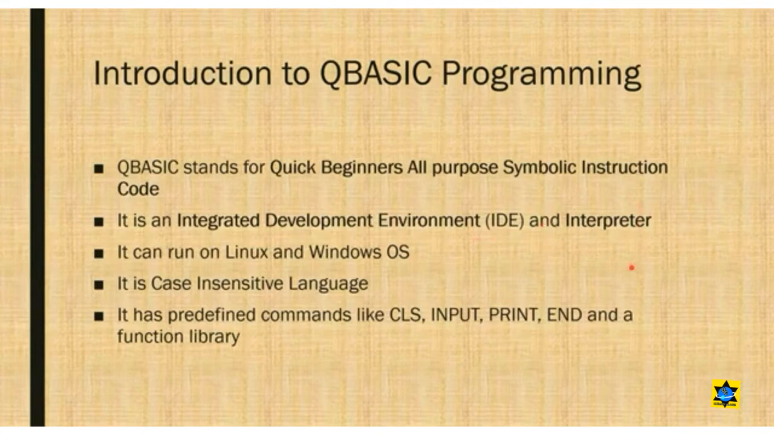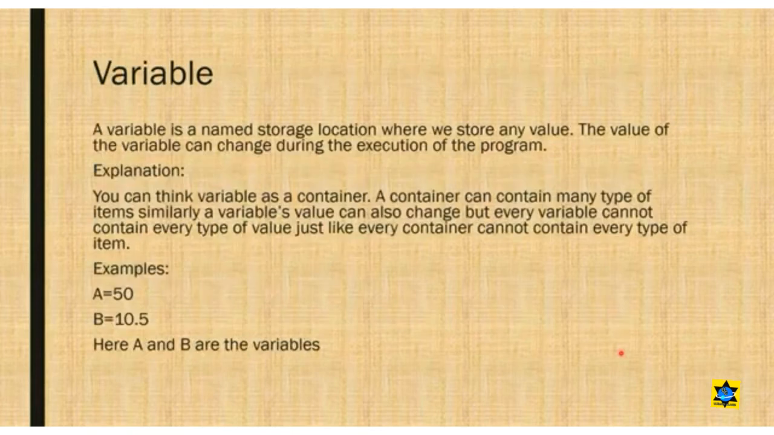An interpreter is a language translator which translates any program from our language to machine language, meaning a language which the computer can understand. Now we know that QBasic programming can be done in Linux and in the Windows operating system, and it is a case insensitive language, meaning it is not case sensitive. You can write any QBasic program in small letters as well as in capital letters. It will treat both of them the same, and it has predefined commands like CLS, input, print, end and a function library. Next is, what is a variable?